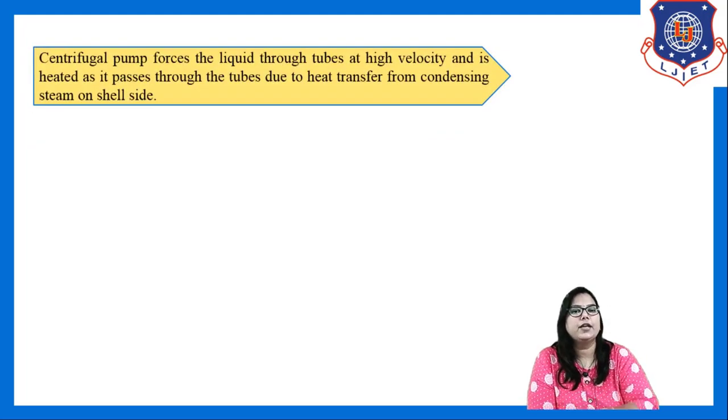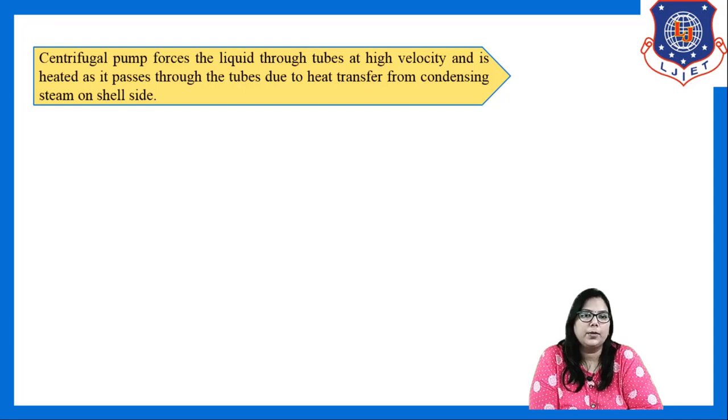In this, as we are using a pump which is of centrifugal pump type, this centrifugal pump forces the liquid through the tubes at high velocity and it is heated as it passes through the tubes. Right, so here the feed which is to be concentrated is passed through the tubes and steam surrounds the tube. So the function of the pump is to force the liquid through the tubes at high velocity and it is heated as it passes through the tubes due to heat transfer from condensing steam on the shell side.